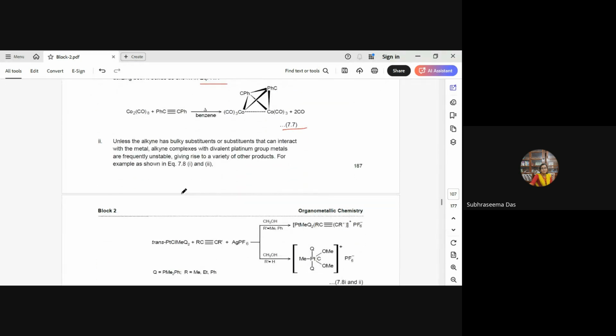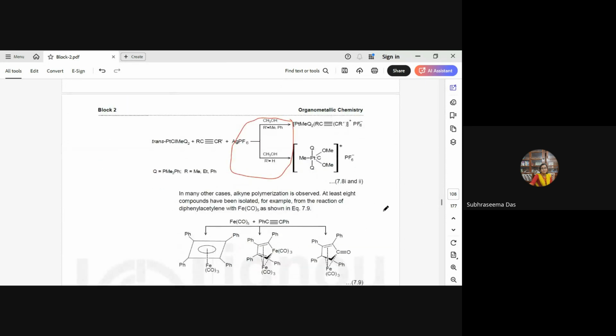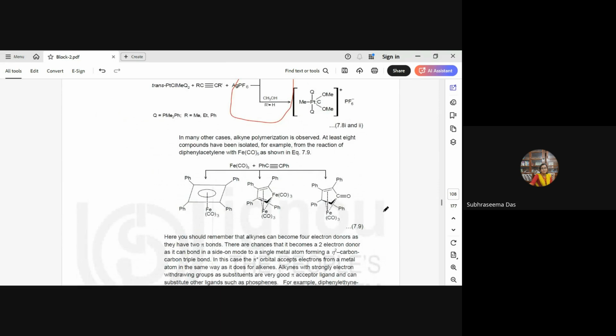Unless the alkyne has bulky substituents, or the complexes are with divalent platinum group metals, they are unstable, giving rise to a variety of other products, as in 7.8, 1 and 2. If bulky substituents are present, the metal decomposes, the complex is unstable and it leads to the formation of other products. In many other cases, alkyne polymerization has been observed. From this polymerization, 8 compounds have been isolated.